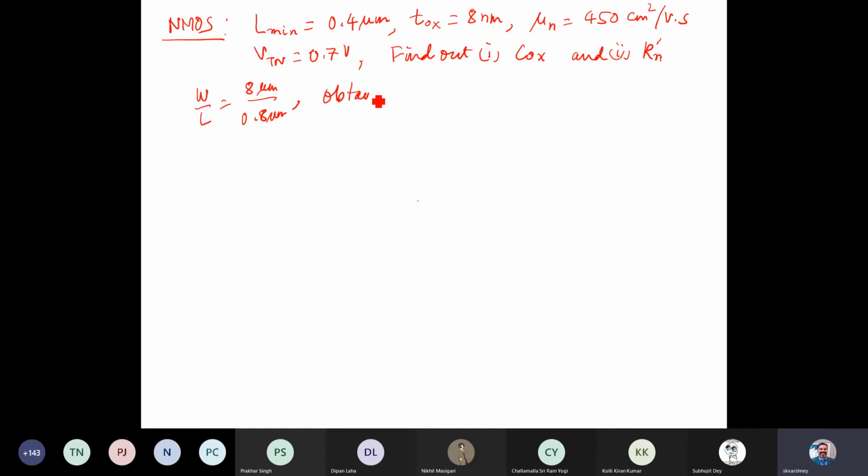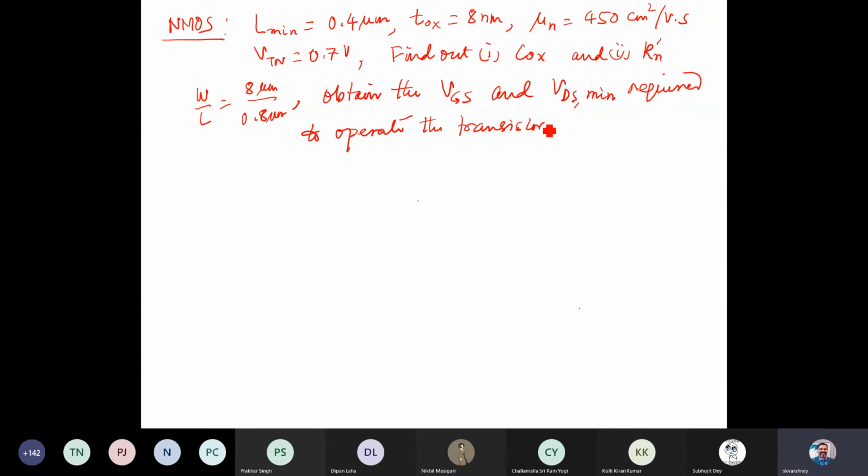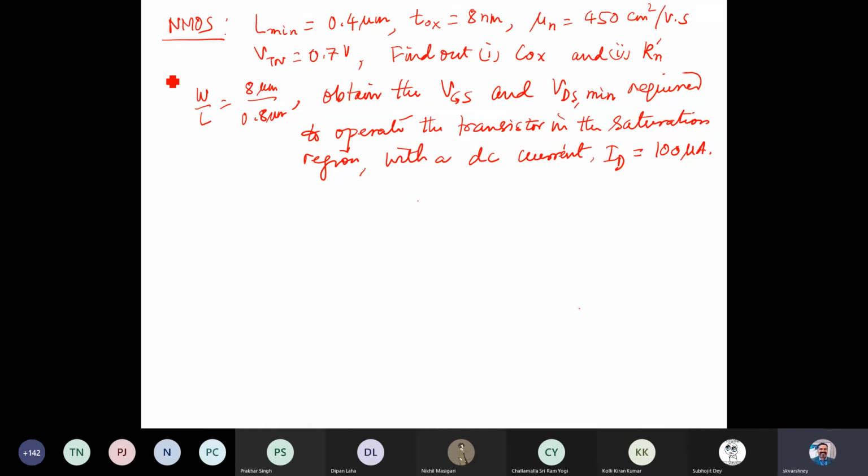So obtain the value of VGS and VDS minimum voltage required to operate the transistor in the saturation region, with the DC drain current ID of 100 microampere. So that's problem 1, right?